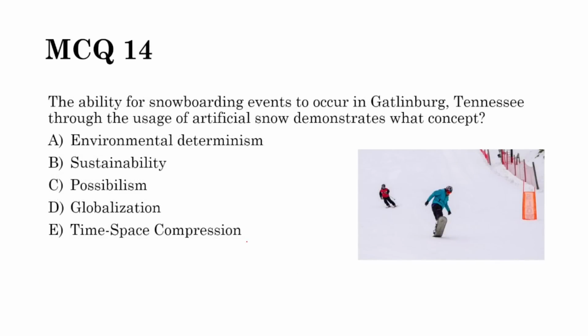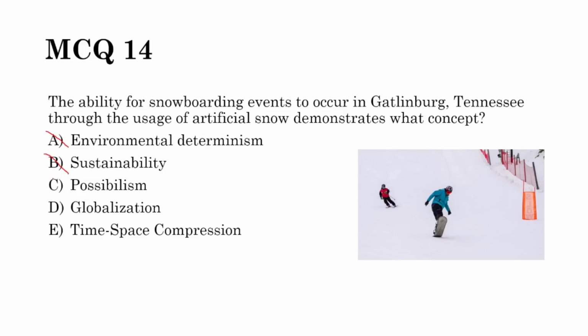14. The ability for snowboarding events to occur in Gatlinburg, Tennessee through the usage of artificial snow demonstrates what concept here? So why would you use artificial snow? You would use it in conditions where there's not precipitation or where there's not the cold temperatures necessary to naturally generate snow here. And so they're overcoming an environmental limitation here. So let's go through these answer choices here. If we're overcoming an environmental limitation, that means the environment's not determining their activity. So that's not determinism. We're not talking about any type of resource usage here.